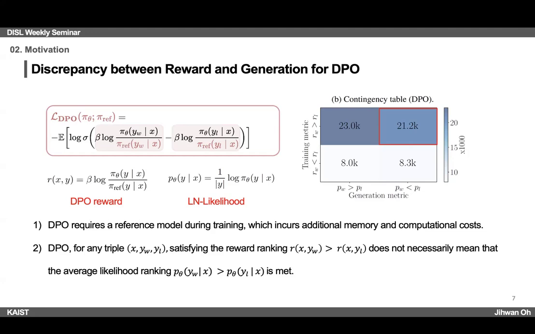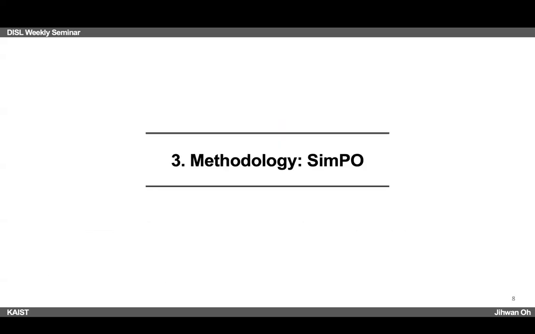Based on this discrepancy, the authors argue for a better alignment between reward-based training and generation behavior. So they propose simple preference optimization to solve this discrepancy of DPO. The main contribution of this paper is that SimPO revises the DPO loss and proposes a new loss function to improve preference optimization and computational efficiency.